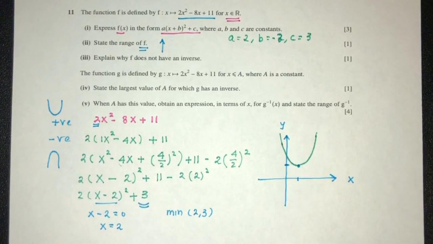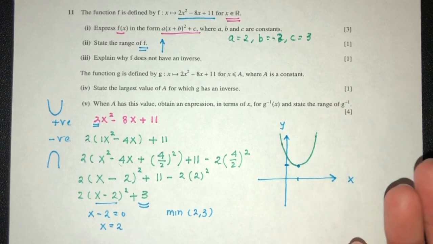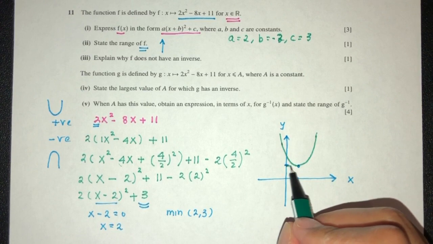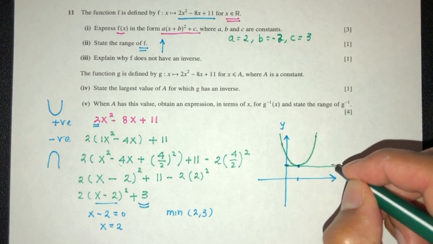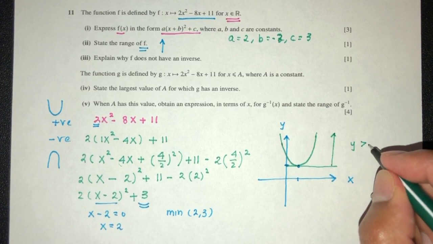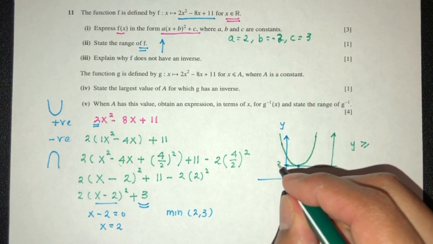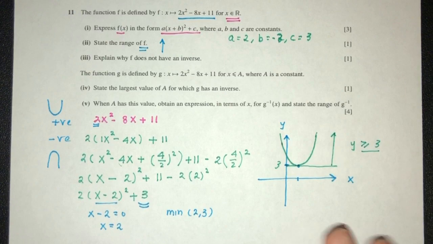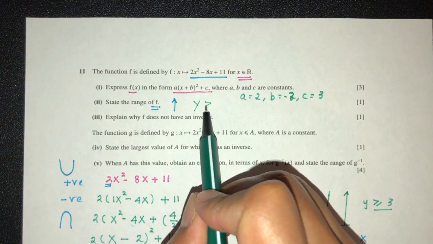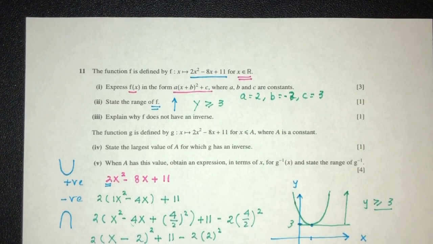Now, what is the range? What are the y values of this graph? By observation, you can see the value will always be from this point, always equal to this or going up. So y has to be more than or equal to the value of 3. That is my range of f. Range, you can write y ≥ 3.